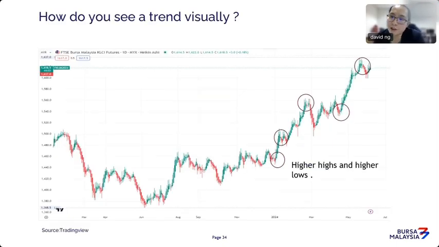So going into the first part, how to look at trends visually. You can see here, like I mentioned earlier, if the highs are getting higher and the lows are getting higher, that usually tells you the market is generally on an uptrend. So KLCI here has actually been in a strong uptrend since the start of the year.